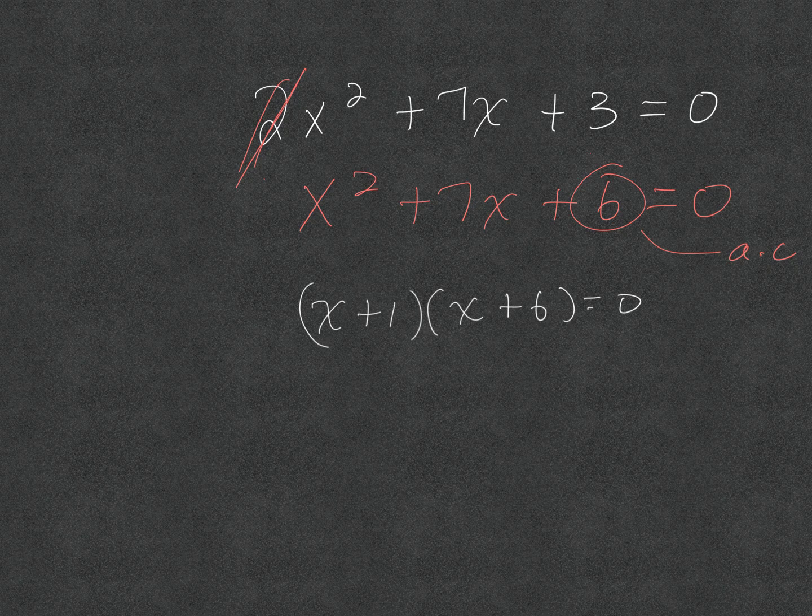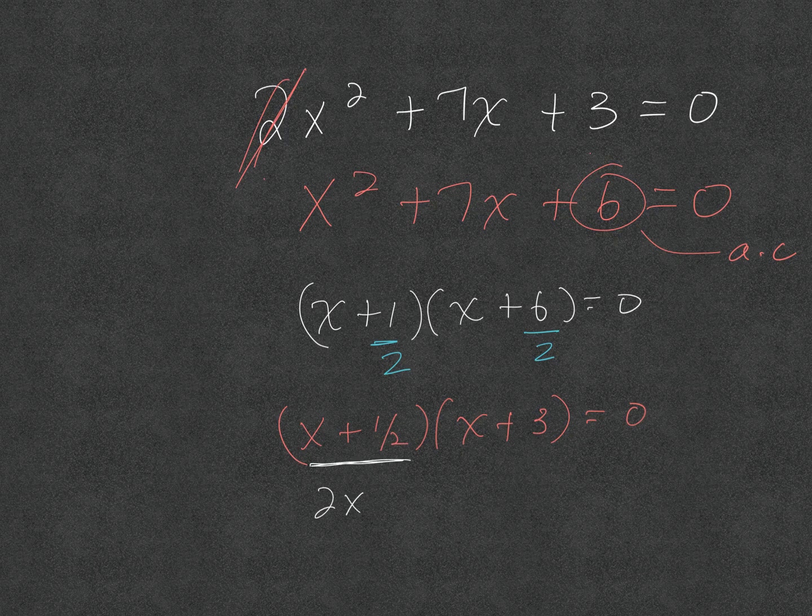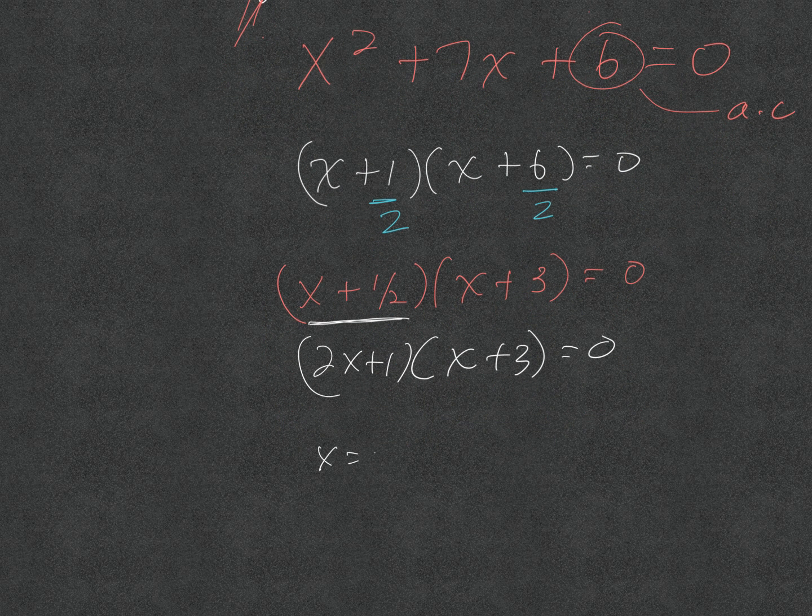Do you remember the next step? Yeah, divide by a. a was 2. So what we're going to have here is x plus 1 over 2 times x plus 3 equals 0. Now I don't want a fraction, so I'll multiply that by 2. 2x plus 1 times x plus 3 equals 0. We get the same answers. x equal to negative 1 half. x equal to negative 3.